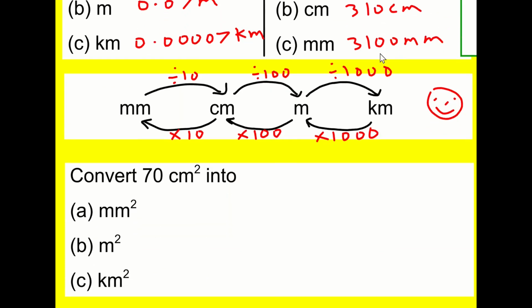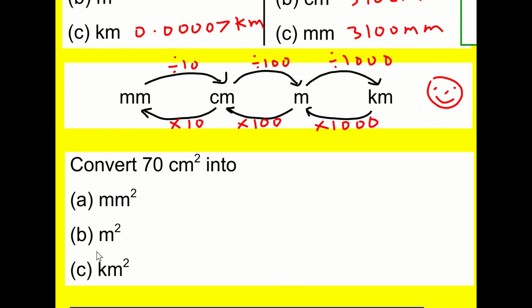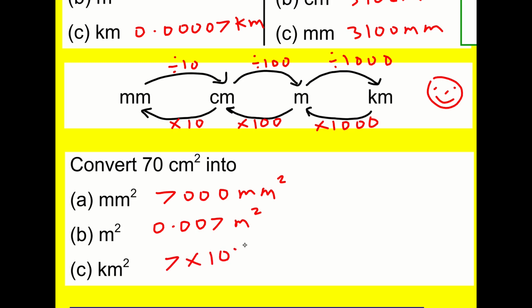All right, how about these ones? Convert 70 centimeters squared into millimeters squared, meters squared, kilometers squared. Give this a go. Okay, well actually the answer to A, if you went for 700, then you are incorrect. It is actually 7,000 millimeters squared. For meters squared, it's 0.007 meters squared. And kilometers squared is such a small number that it's 7 times 10 to the minus 9 kilometers squared.